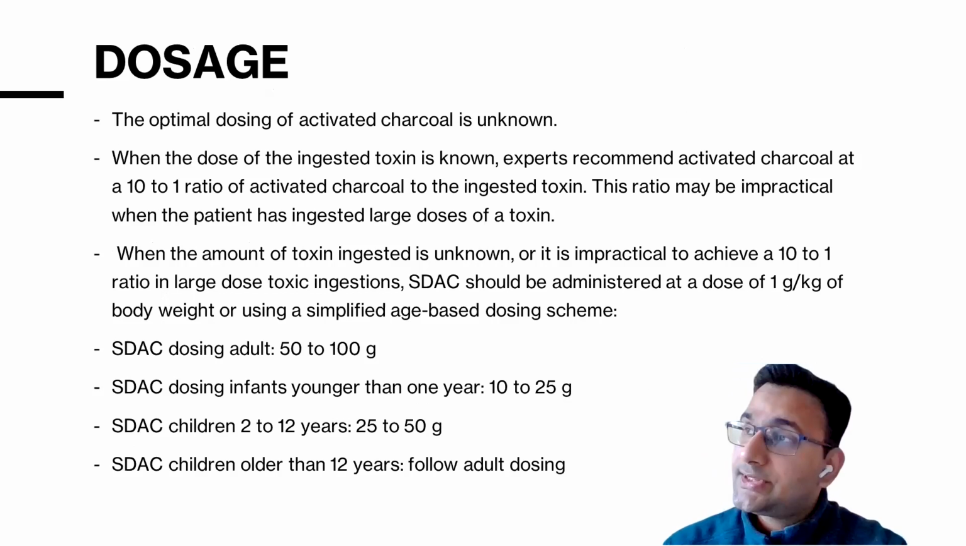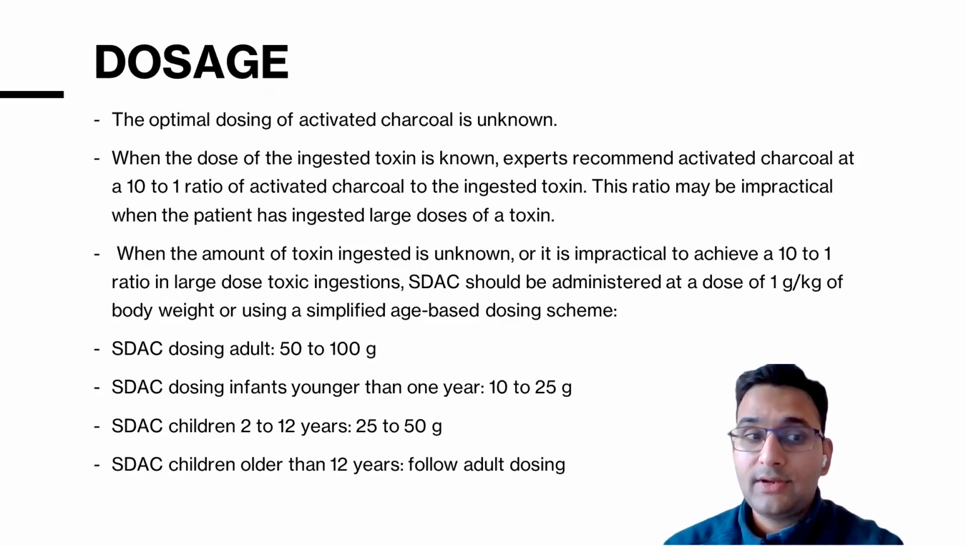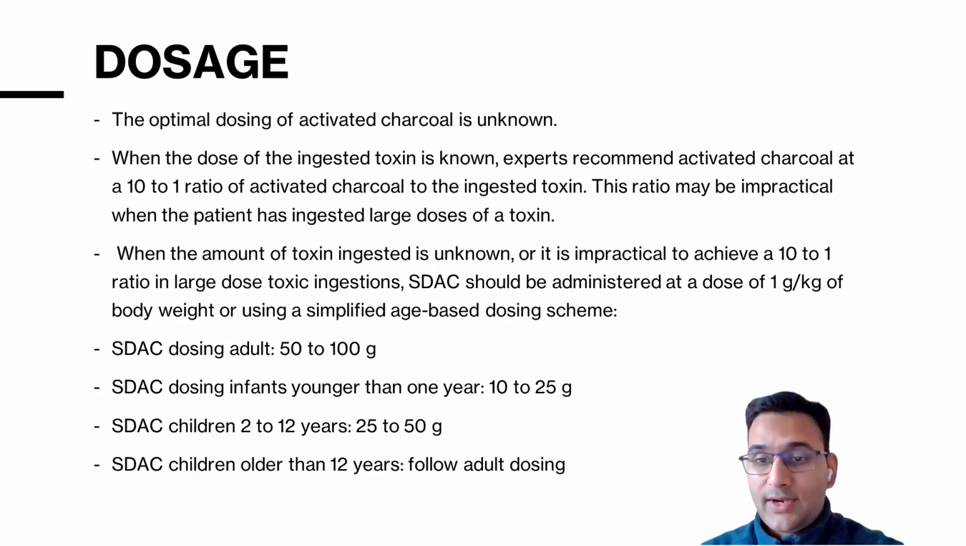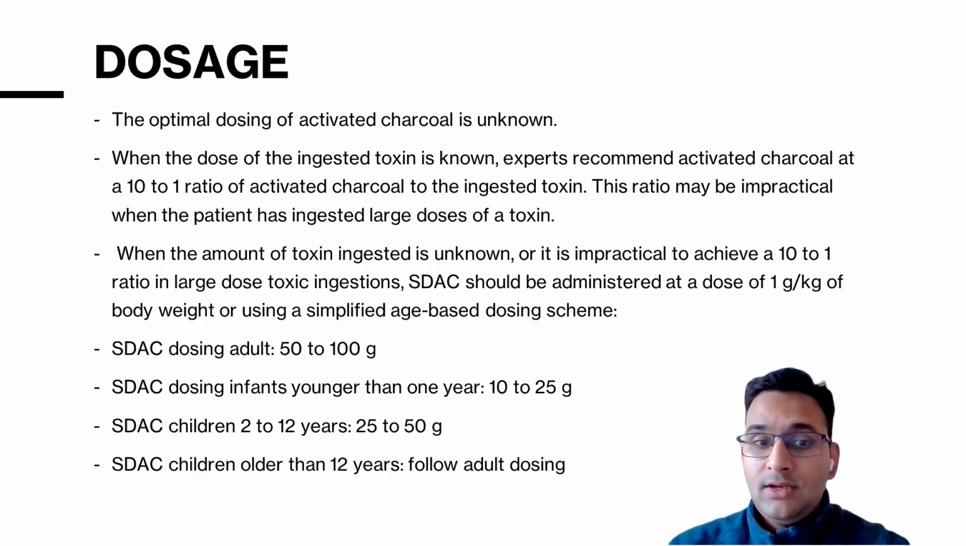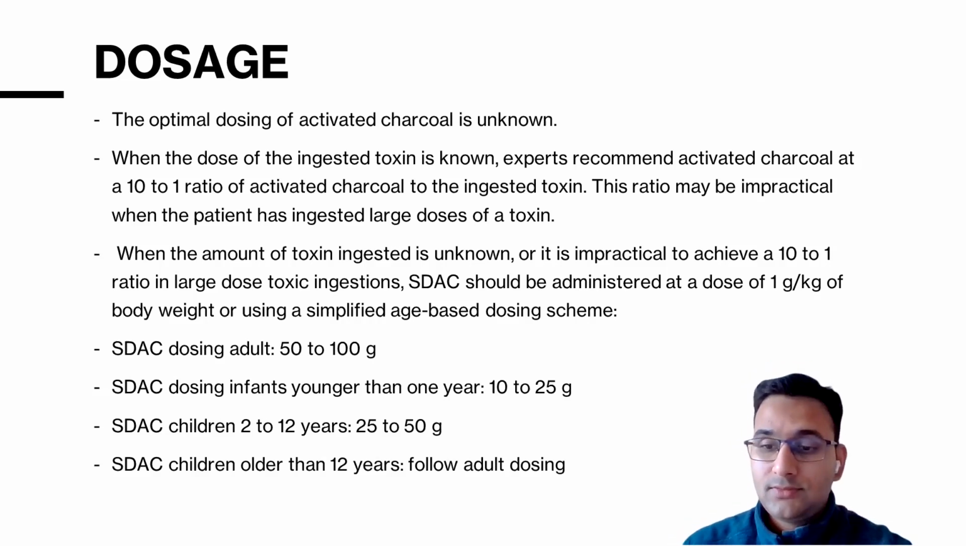So if the dose is unknown, the SDAC dosing can be started from 1 gram per kilogram of body weight, or using a simplified age-based dose scheme where for adults it's 50 to 100 grams, for infants younger than 1 year it's 10 to 25 grams, for children between 2 to 12 years it's 25 to 50 grams, and for children older than 12 years we follow the adult dosing guideline.